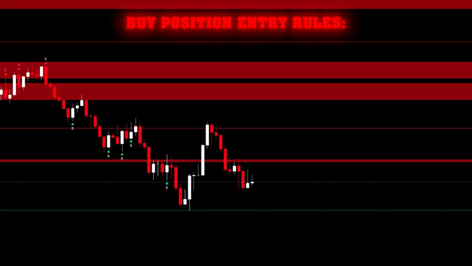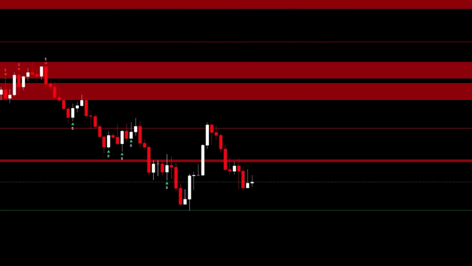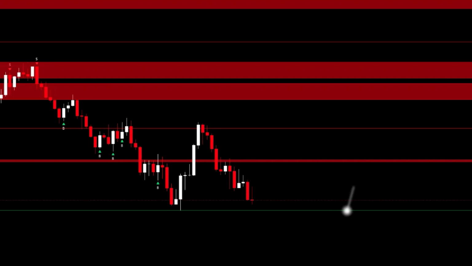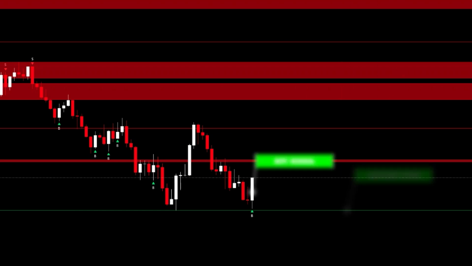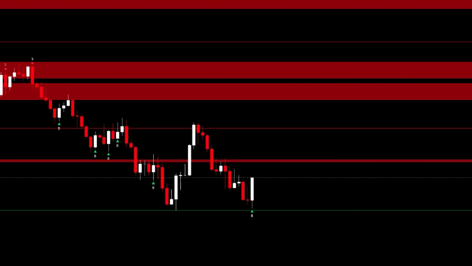Rules for entering a buy position. To enter a buy position, it is best if the price is already broken out above the last lower highs, or if bullish candlestick patterns such as double bottom or triple bottom have formed within a support zone. Then, wait for a bullish candle to close and a buy signal to appear, indicated by a green triangle. Under these conditions, you can enter a buy position.